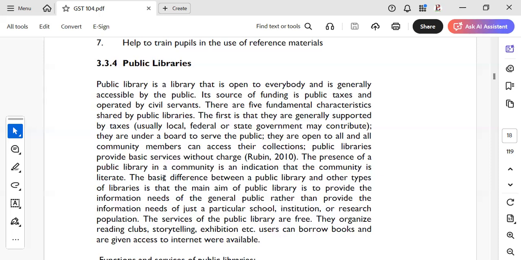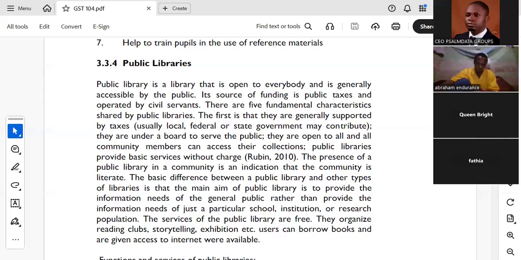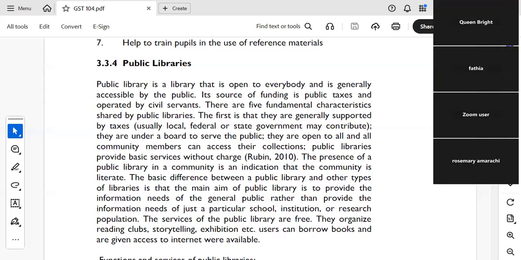Now, the presence of a public library in a community is an indication that the community is literate. This is a very powerful statement. But let me test you guys. I want someone to talk on that. When we say that you go to a community and you see a library in that community, for instance, let's say you've never been to your village before. So for the first time, you decide to visit your village during Christmas. And to your surprise, when you get to your village, you see maybe so and so central library in your village. What will be the impression that will be created in your mind?